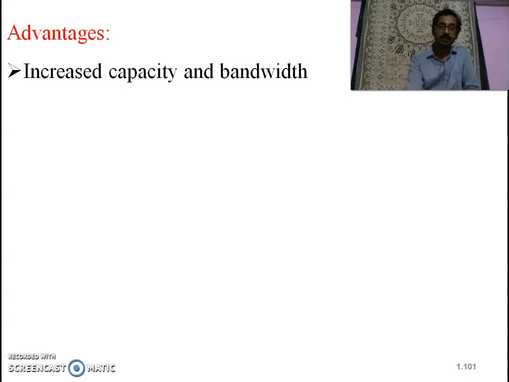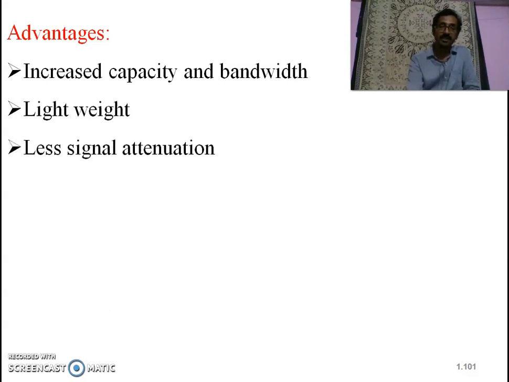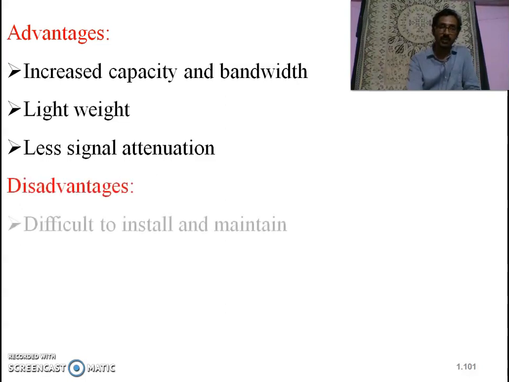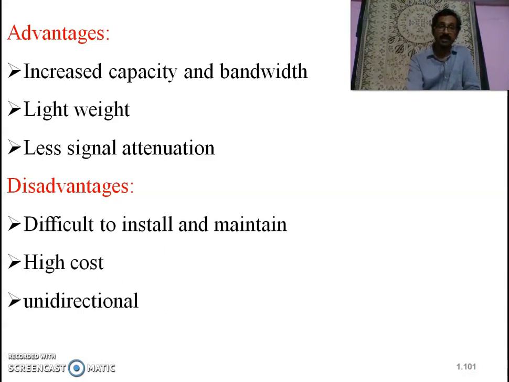Next, advantages of the optical fiber. Increased capacity and bandwidth. It has light weight and less signal attenuation. And the disadvantages: it is difficult to install and maintain, it is high cost, and it is unidirectional. These are the advantages and disadvantages of the fiber optical cable.